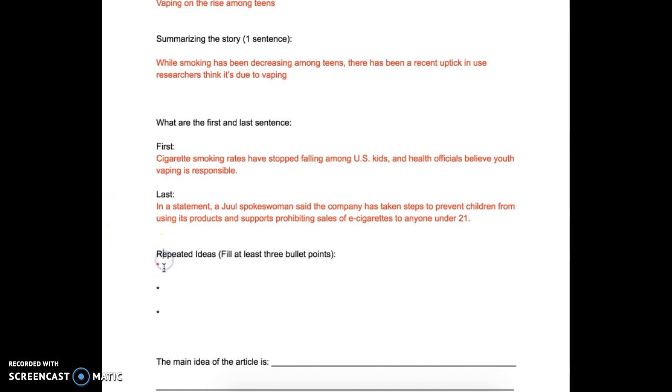Repeated ideas. I won't say smoking, I'll say vaping is increasing. I think we could also add that researchers worry that vaping is a gateway to traditional cigarettes.